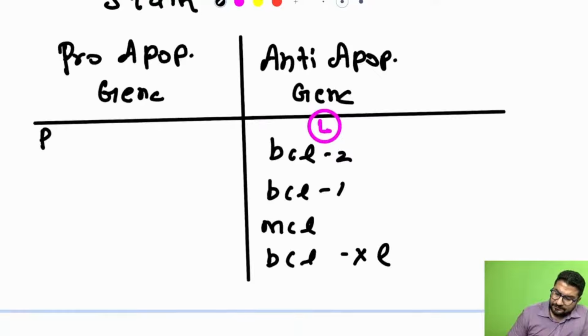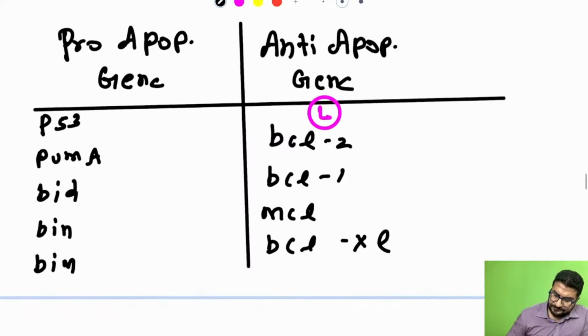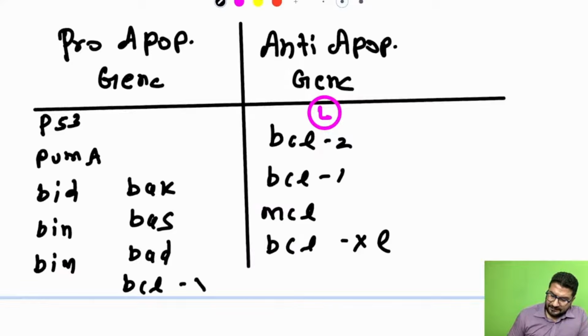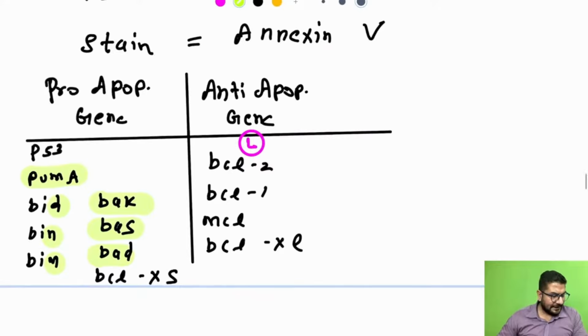So we have P53, Puma, BID, BIN, BIM, BAK, BAS, BAD and remember BCL XS. तो मैंने आपको बताया था प्यूमा के शूज़ आते हैं. डेनिम मीन्स DNM, डेनिम जीन्स. These are बकवास and bad. So pro and anti-apoptotic gene. क्लियर?